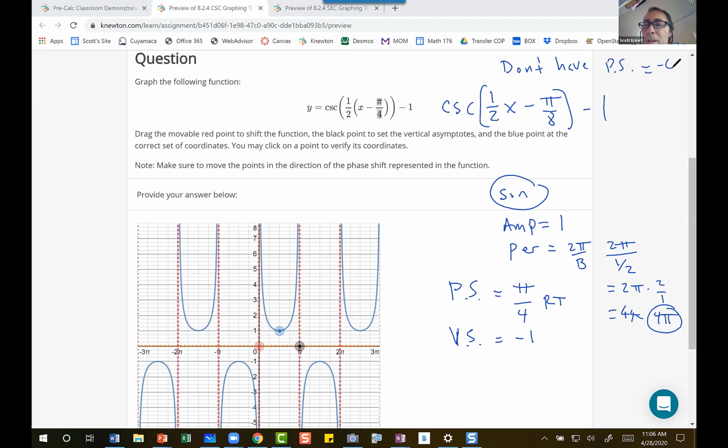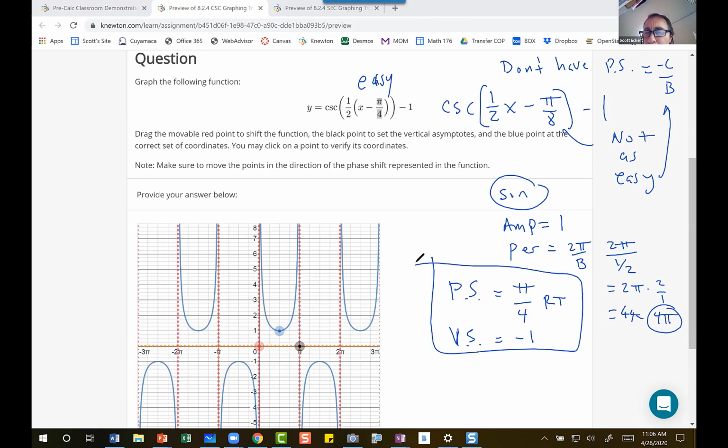So we're going to have to use -c over b, because the blue equation I wrote is not in its factored form. So this kind is easy. And this blue one is not so easy, because we have to find the phase shift by the formula. Okay, but we have everything. We have the 2 shifts, and we have the amplitude and period. So I'm going to go in here and make those adjustments.